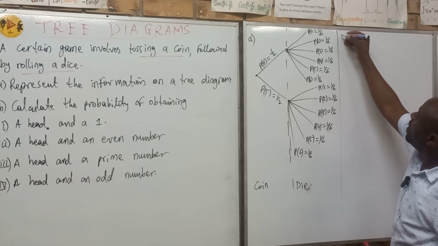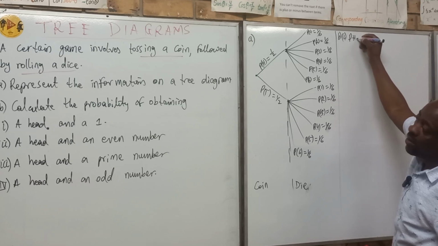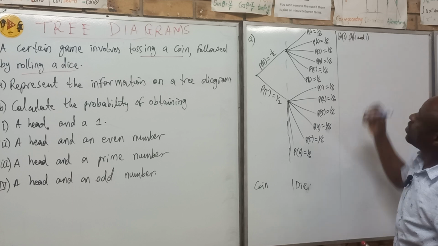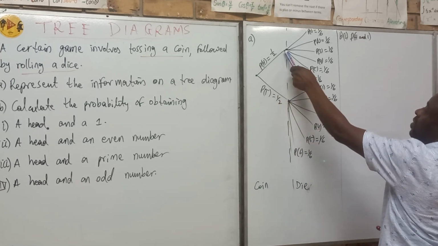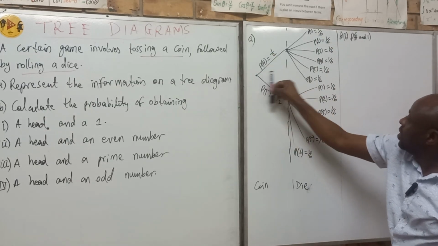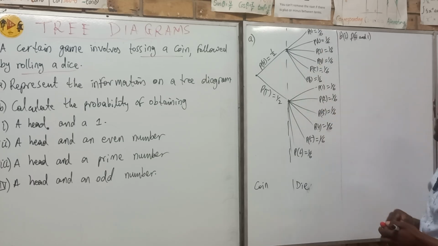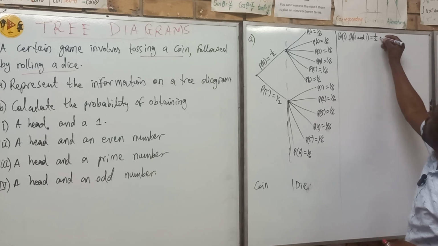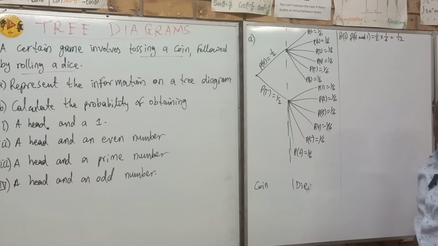So let's now go to B, Roman 1. We need the probability of a head and a 1. So it's straightforward. A head and a 1. You see the option is straightforward. You start reading from the beginning to the end. So if I need the probability of a head and 1, it means I'm just taking a half times 1 over 6, which is 1 over 12. So that's how simple it is.